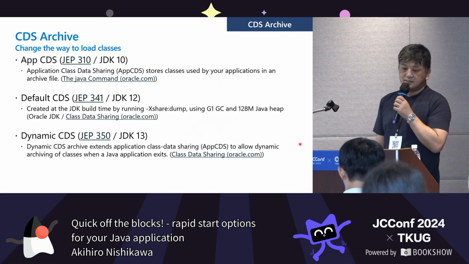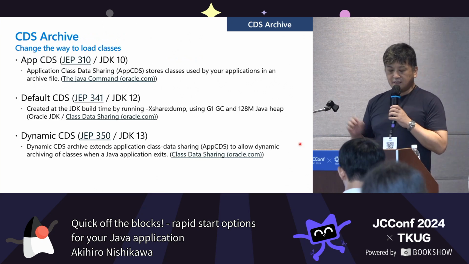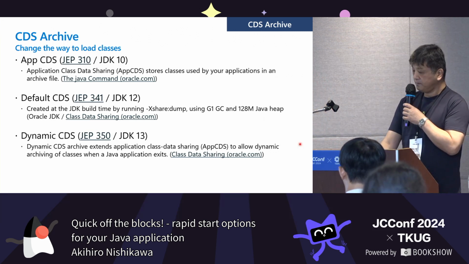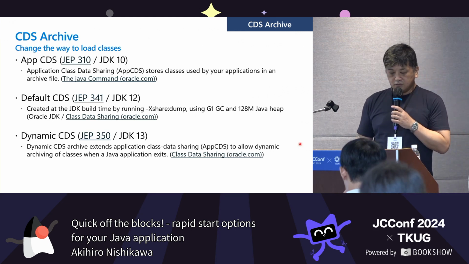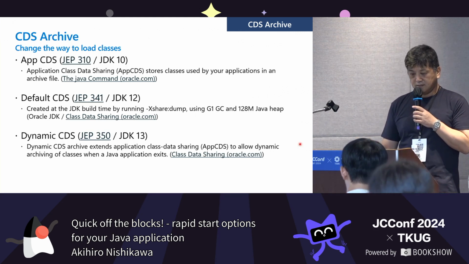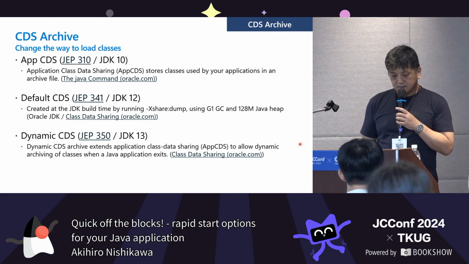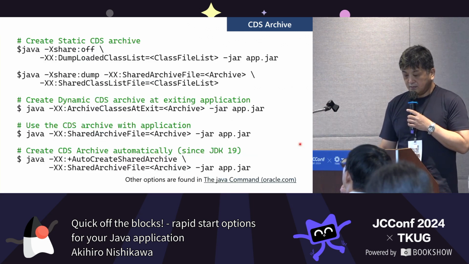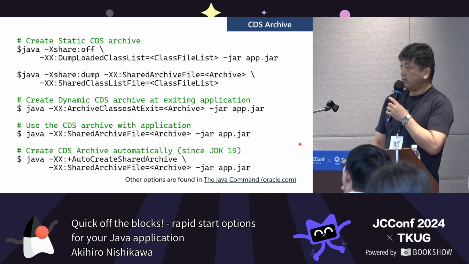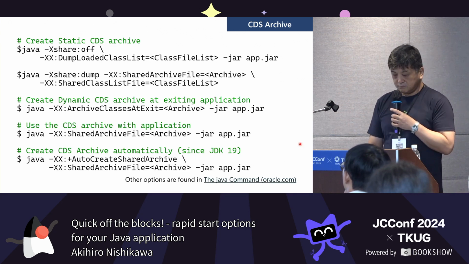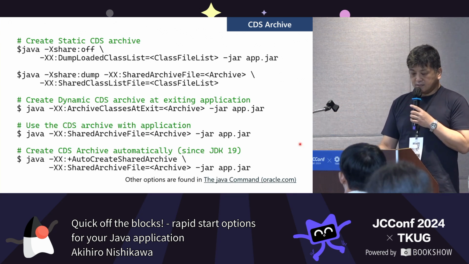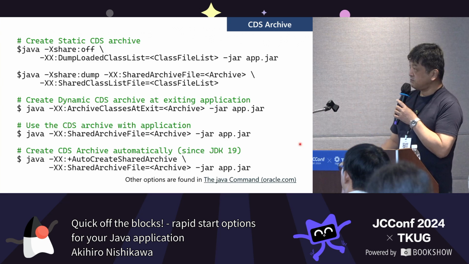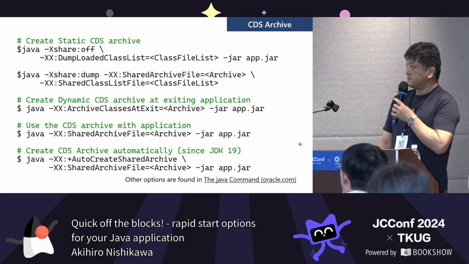And next, CDS. CDS was improved in three phases, in JDK 10, 12, and 13. They are called AppCDS, default CDS, and dynamic CDS. So this is a command line example to create each CDS. But this is an example for explanation purposes.